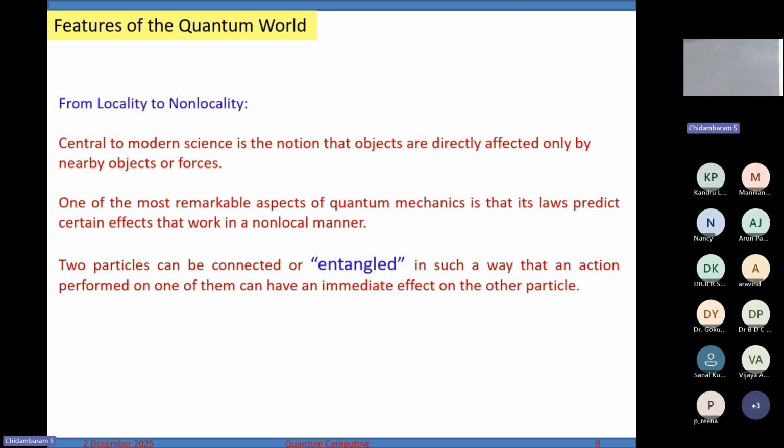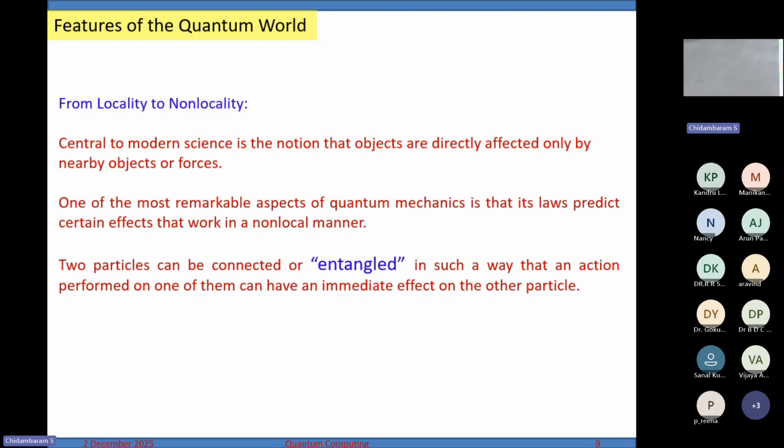Then we move from locality to non-locality. Best example, in operating systems, we deal with algorithms. We know that if a memory unit is visited, it is most likely that the processor may visit nearby locations; if you visit the ith location, you may visit i plus 1, i minus 1. Whereas in quantum, you move from locality to non-locality. In all classical science, objects are directly affected only by nearby objects. As I said, in operating systems, we deal with scheduling algorithms, right? Based on this particular philosophy.